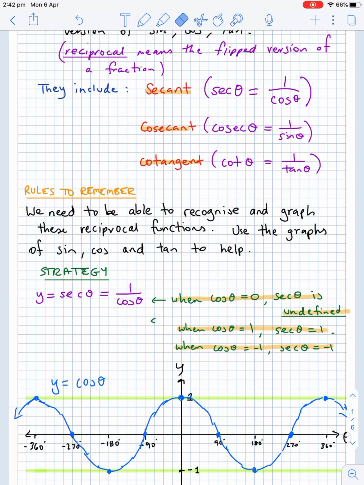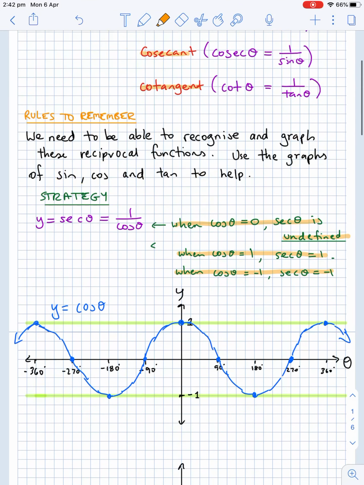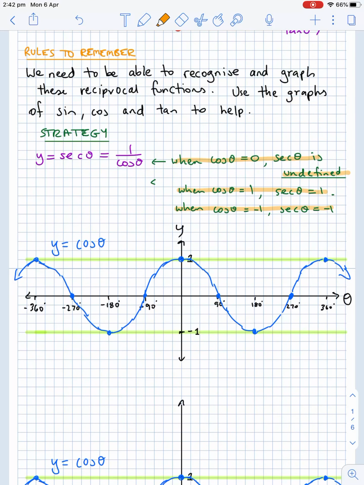We need to be able to graph these reciprocal trigonometric functions. So we want to use the graphs of sine, cos and tan to help. What's the strategy when you're graphing y equals sec theta? Well, the strategy is to remember that sec theta is the same as 1 over cos theta. So when cos theta is equal to 0, suddenly this fraction fails because you can't divide by 0, so therefore sec becomes undefined.